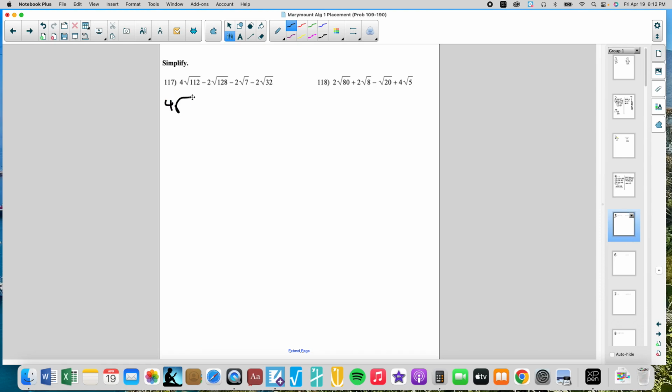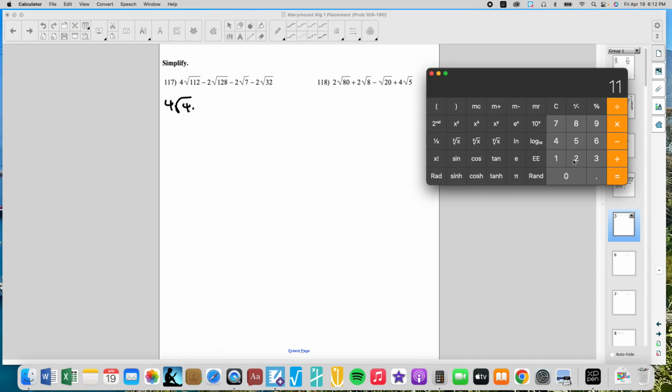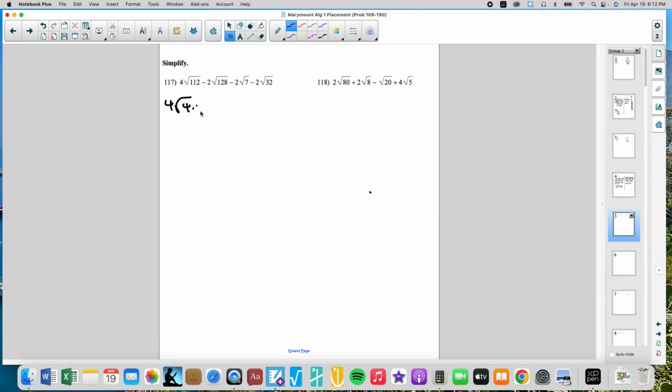112. Well, let's look. 4 will go into that. 4 goes into 112. 112 divided by 4 gives us 28. Rad 28. So this becomes 4 times 2, rad 28 is 4 rad 7. So 4 times 2 times 2 times rad 7 is 16 rad 7.